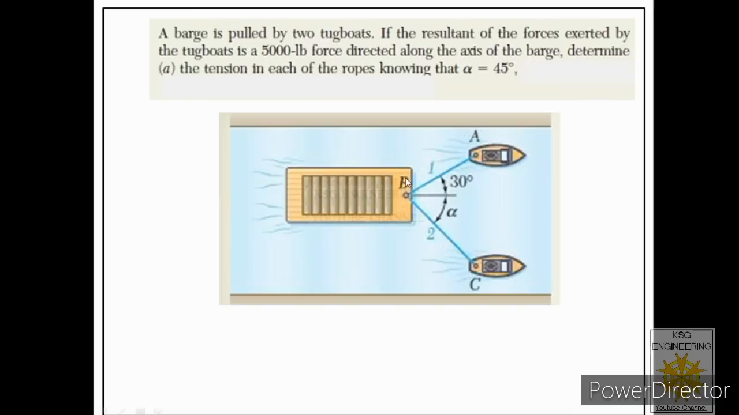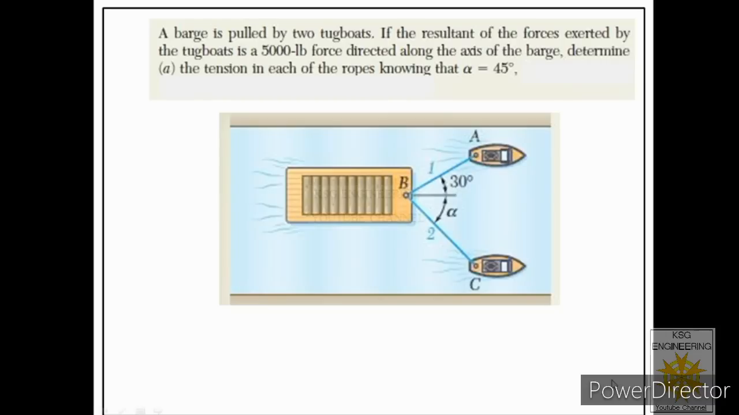Let us read the first question. A barge is pulled by two tugboats. If the resultant of the forces exerted by the tugboats is a 5,000-pound force directed along the axis of the barge, determine A part, the tension in each of the ropes, knowing that alpha is 45 degrees.